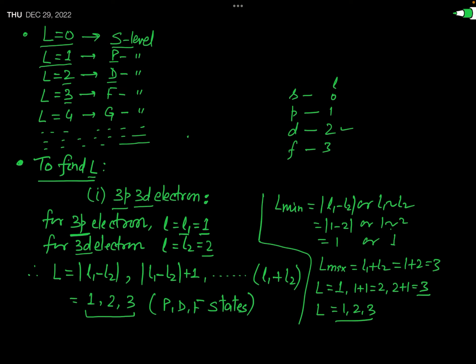Now L equal to 1 represents the p state or p level. L equal to 2 represents the d state or d level, and L equal to 3 represents the f level. So these actually represent the p, d and f states.